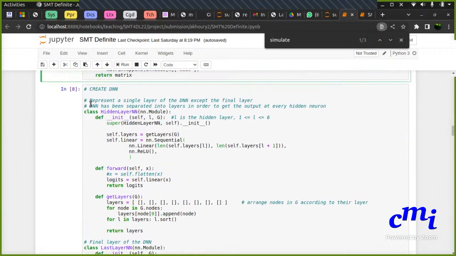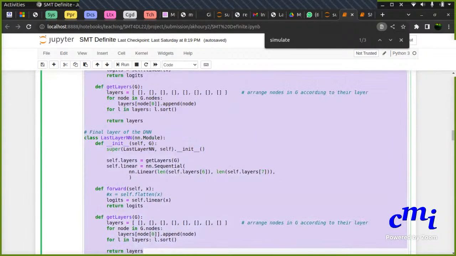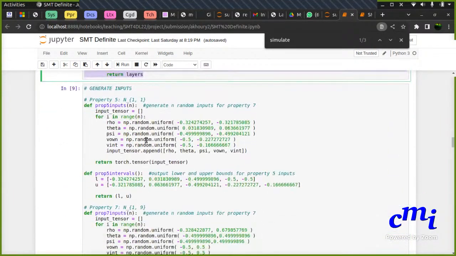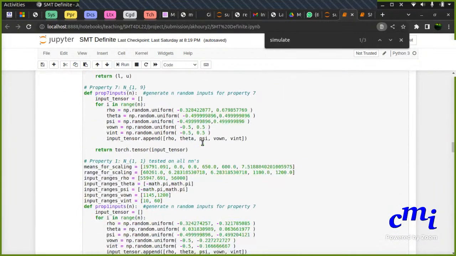Then this code you'll have to get rid of. And yeah, that's about it, I think.